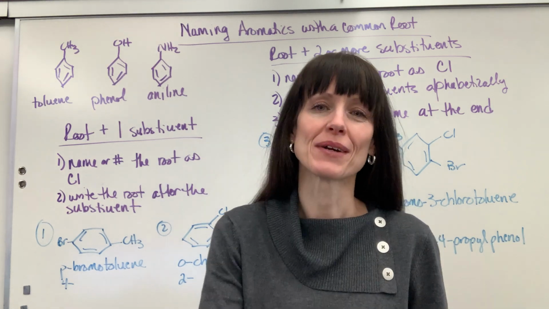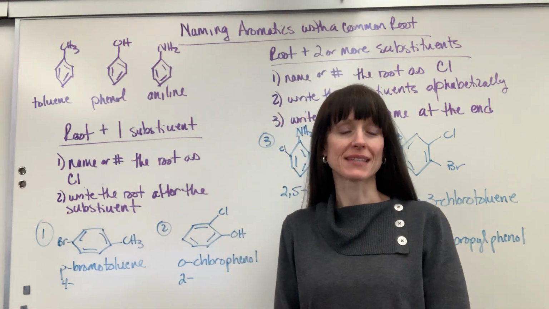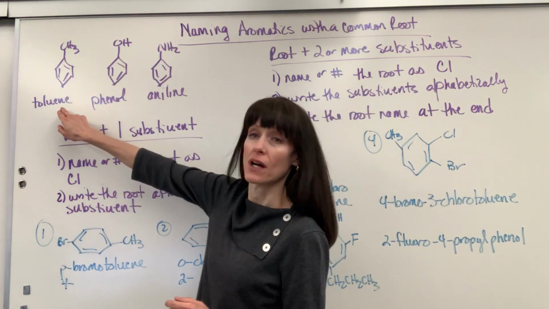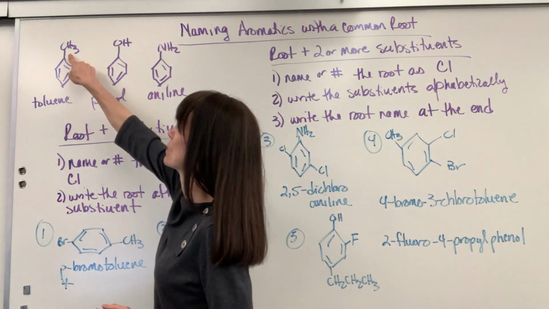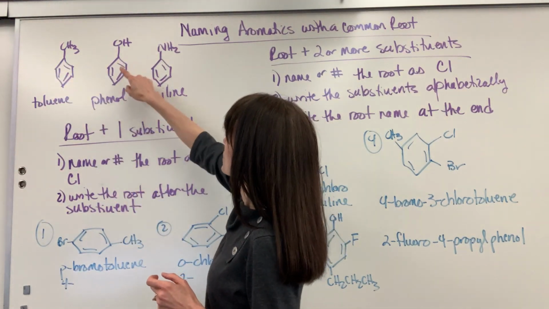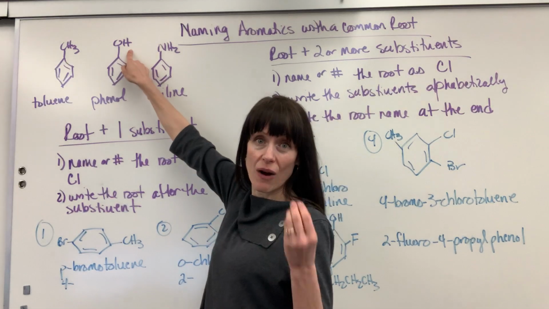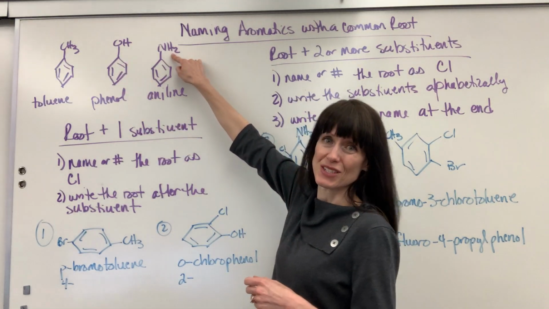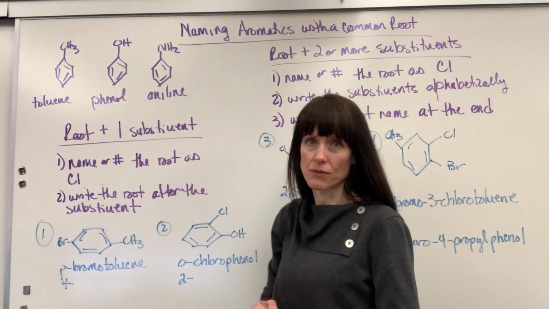Hi everybody, we are going to look at naming aromatics that have a common root. So a little reminder about our common roots. We have toluene, that's when you've got the benzene with a methyl group, that's always called toluene. Phenol is going to be the benzene ring with an alcohol, the OH, and then the aniline is when you have the NH2, that amine attached to the benzene ring.